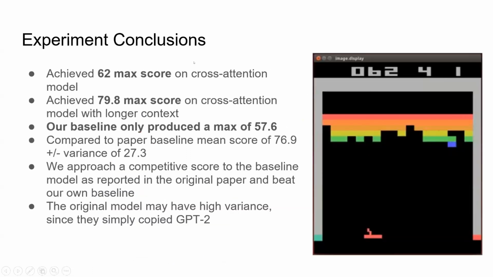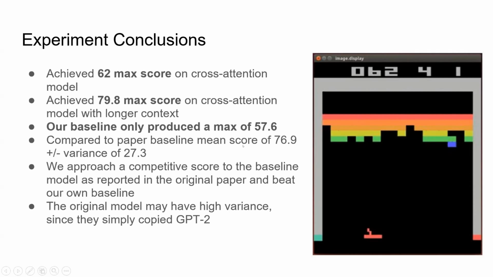So just conclusions on our experiments. We achieved a score of 62 just using our cross attention model. We also achieved an average score of 79.8 using both the cross attention model with a longer context. And this is compared to our baseline model, which only produced a maximum score of 57.